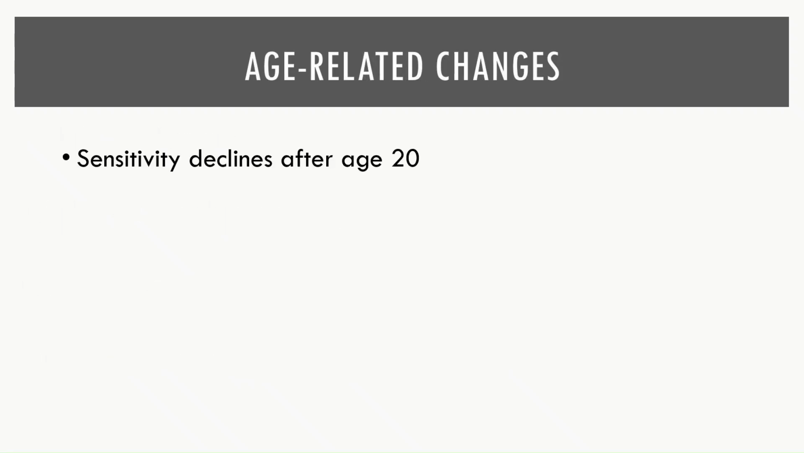Sensitivity declines after age 20, approximately 1 decibel per decade. This is why age-matched normative databases are mandatory. Otherwise, you will overdiagnose glaucoma.